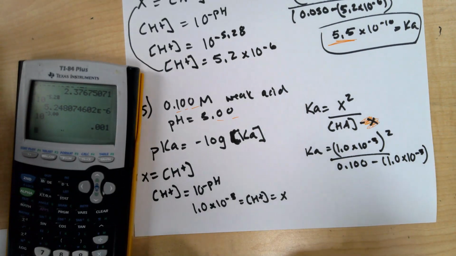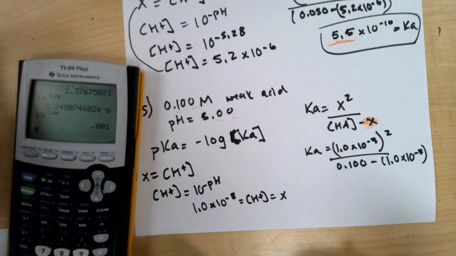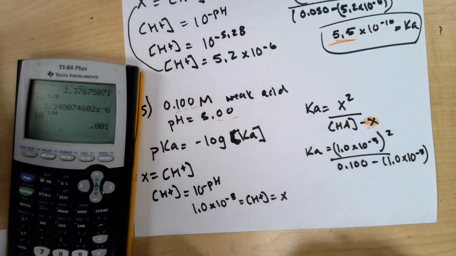But 0.1, it's not the most concentrated, but it's pretty concentrated, and it's telling us it's a weak acid, so we can almost assume we could probably eliminate that. But I'm just going to double check to make sure that we don't have to, because this would be a really, really ugly thing to do the quadratic with.